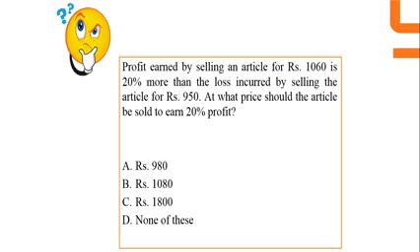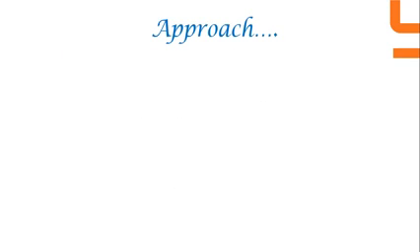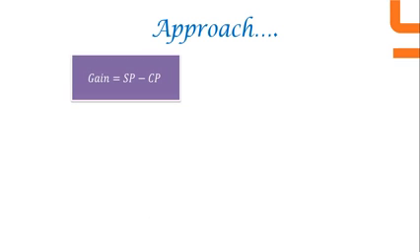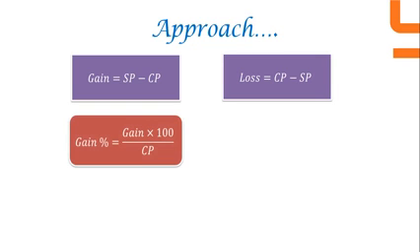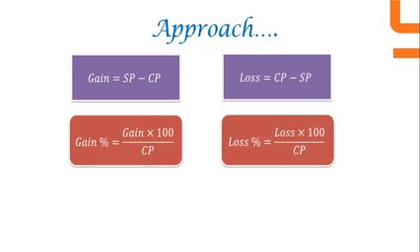Okay, for this, we need to know the basic formulas. This again is gain and loss, the basic thing that comes in the profit and loss section. Gain or profit will be equal to selling price minus cost price, and loss will be equal to cost price minus selling price. Both gain percentage and loss percentage are calculated based on the cost price. So gain percentage will be equal to gain by CP into 100, and loss percentage equal to loss by CP into 100, where CP is the cost price.